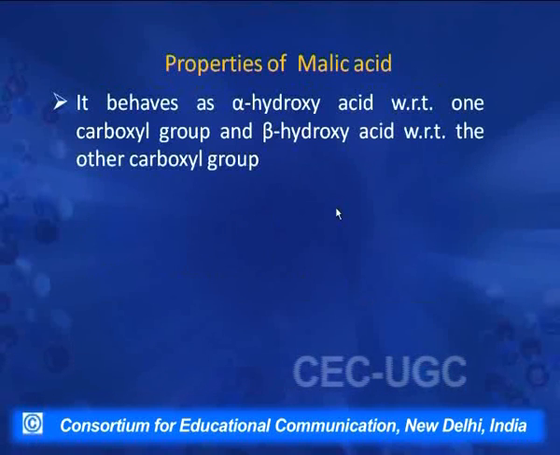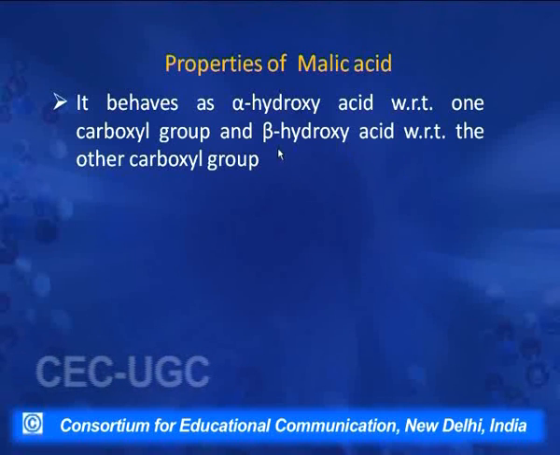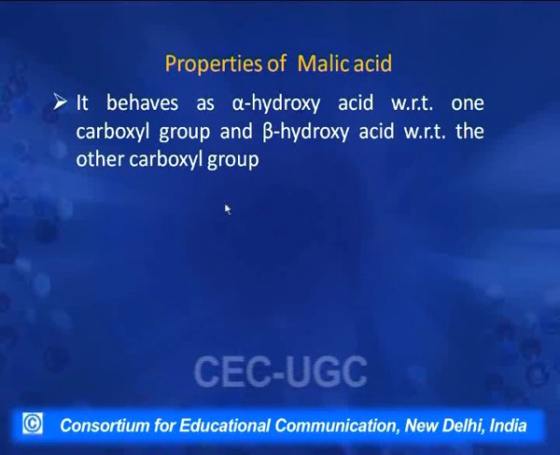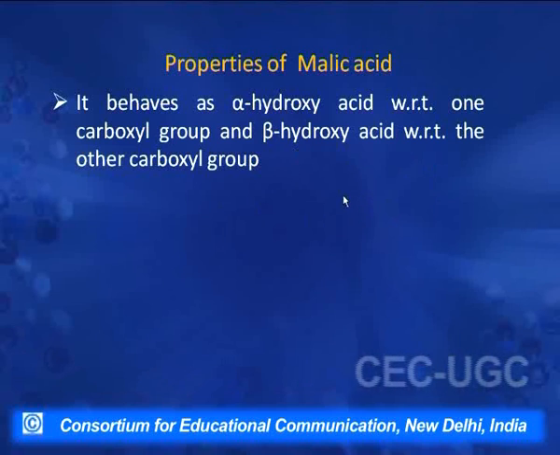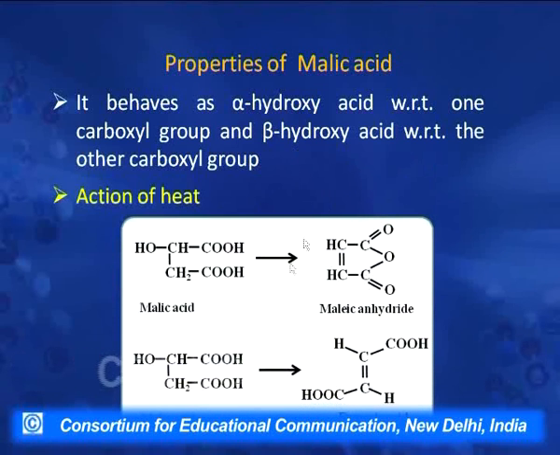Then as far as some properties are concerned, malic acid behaves as alpha hydroxy with respect to one carboxyl group and beta hydroxy with respect to the other carboxyl group. So, we have seen earlier that these alpha and beta hydroxy acids on heating give different products, but when this malic acid is heated, it behaves more like a beta hydroxy acid and a molecule of water is eliminated.